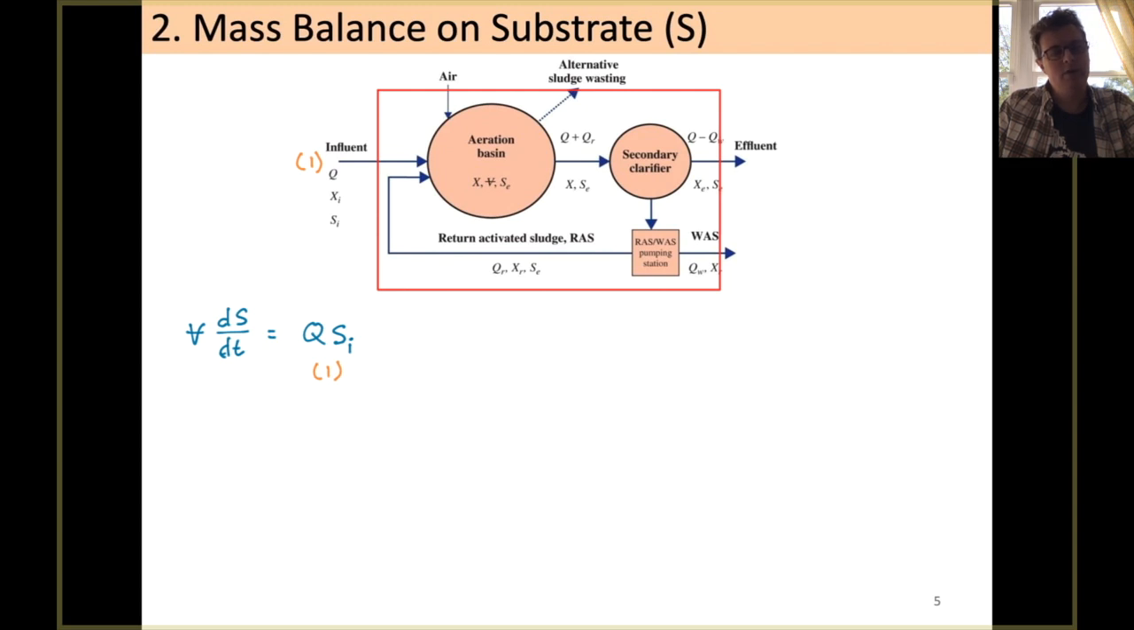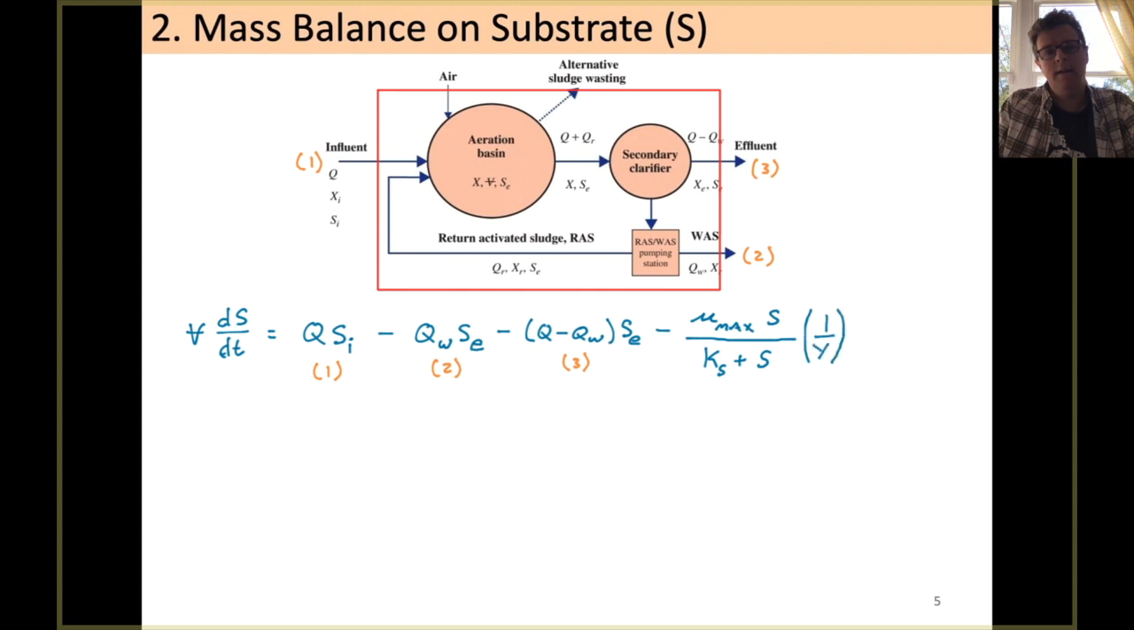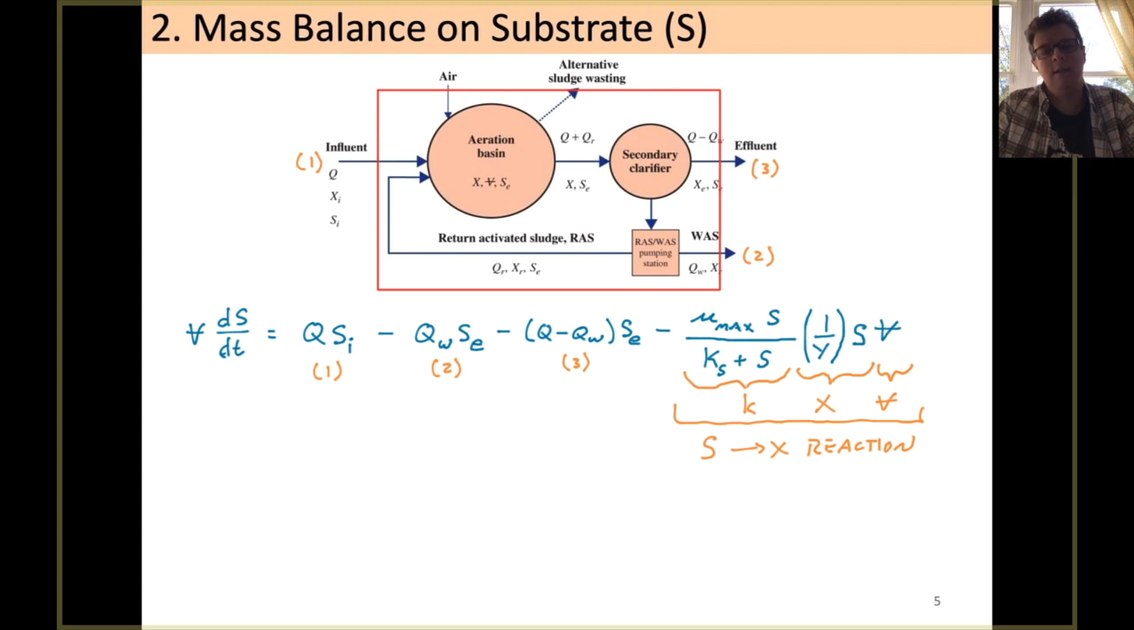We've got our time rate of change of substrate on the left is equal to inflows minus the waste term minus the effluent term. And then here we've got the term that describes the use of substrate. And what you can see in there is that first term in the right-hand most term, the mu max S over Ks plus S. That's acting like the reaction rate. That's how fast we're using up substrate.